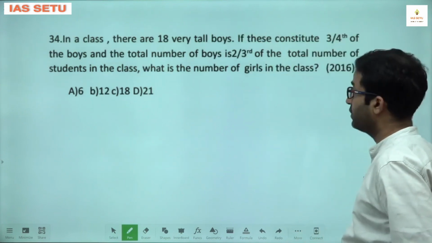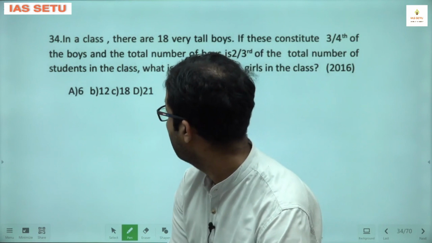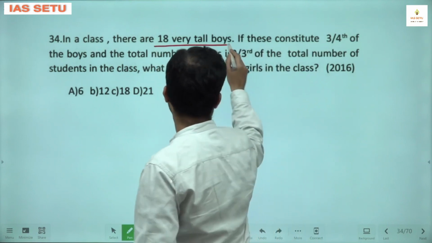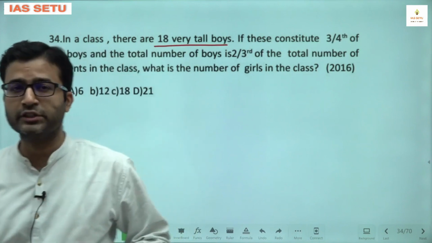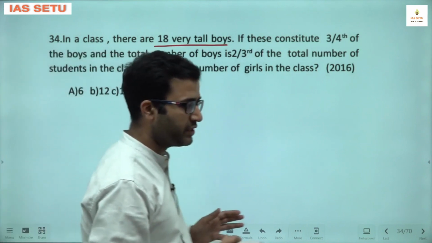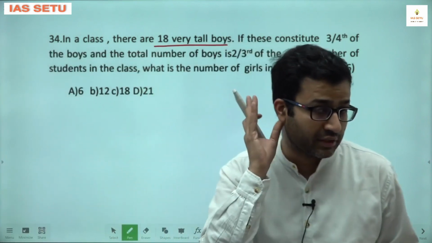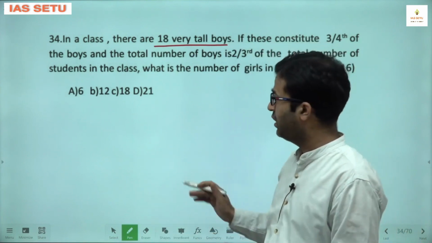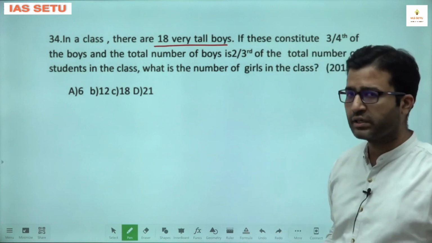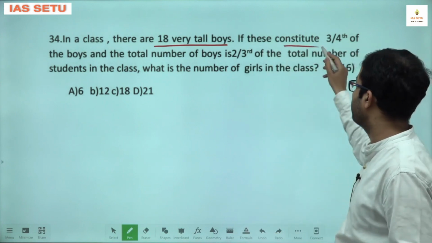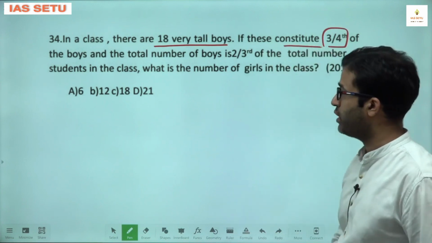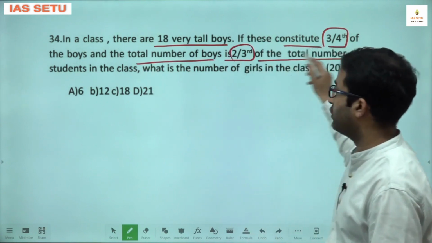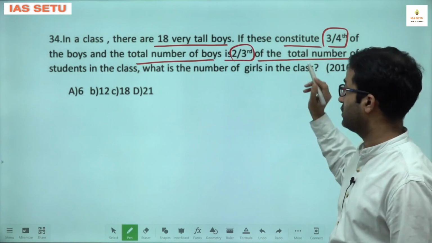Next is question number 34. In a class there are 18 very tall boys. Although there is some part of ratio, that's why I always take previous year questions after my course, after the classes, because we have the concept of number system, ratio and proportion. So this also uses a little ratio and proportion. If these constitute 3/4 of the boys, the total number of boys is 2/3 of the total number of students in the class. What is the number of girls?